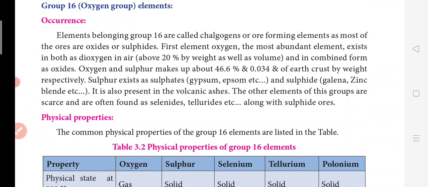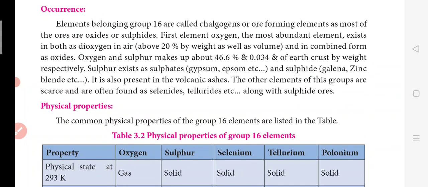First element, oxygen, the most abundant element, exists in air as dioxygen, and its combined form is oxide also. The first element, oxygen, is present in air and also in the form of oxides. And oxygen and sulfur make up about 46.6% and 0.034% of Earth's crust by weight respectively.